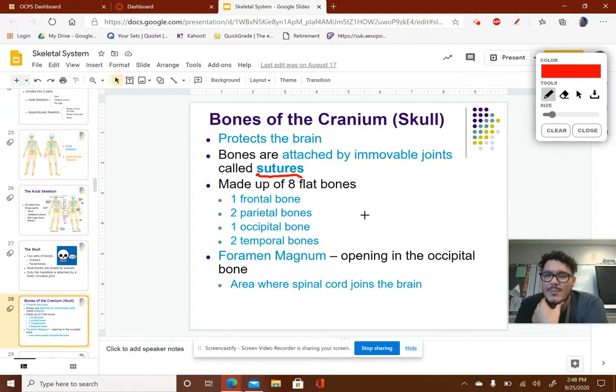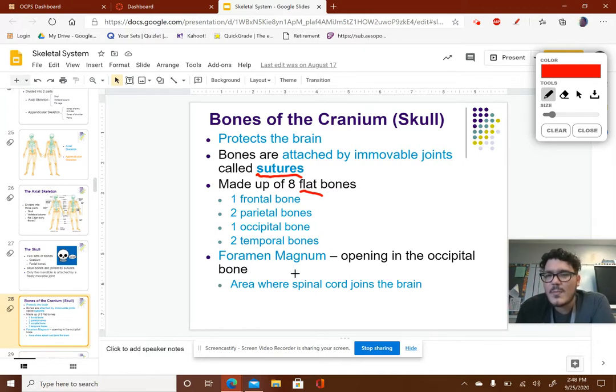The bones of the cranium are made up of flat bones. I would make sure we know that. As far as our classifications of bone that we talked about previously, they are all flat bones. Remember long bones, short bones, irregular bones, flat bones. The bones that we have: the frontal, parietal, occipital, and temporal. We got a slide coming up on the next slide that's going to show this a little bit better.